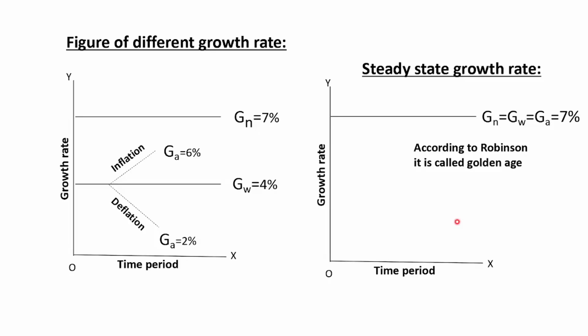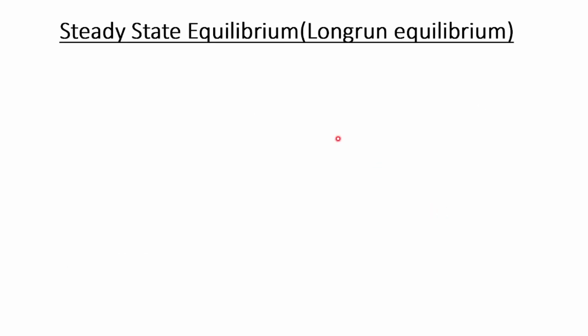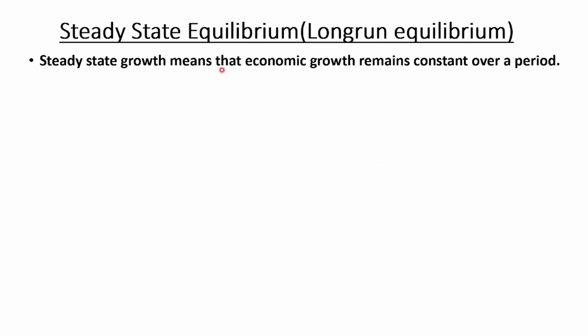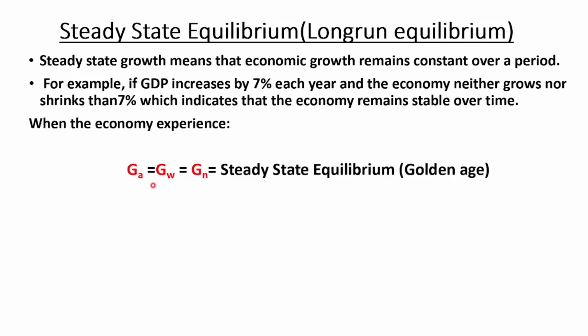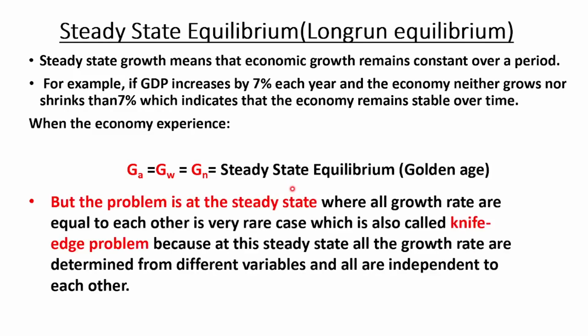So now let's study steady state growth rate equilibrium in detail. It is a long run equilibrium. Steady state growth means the economic growth rate remains constant over a period. For example, if GDP increases by 7% each year, and the economy neither grows nor shrinks other than 7%, it indicates that the economy remains stable over a period. So when the economy experiences actual growth rate, warranted growth rate and natural growth rate equal, it is called steady state equilibrium or golden age.